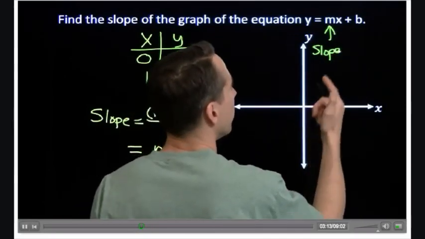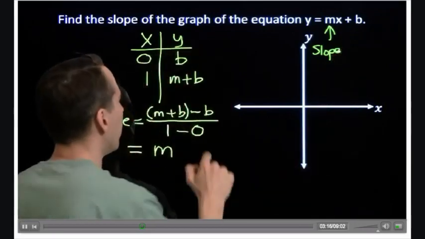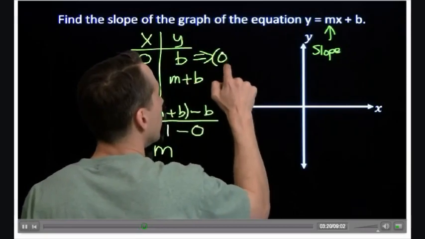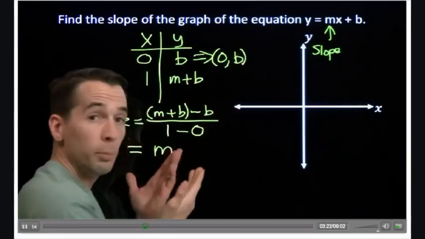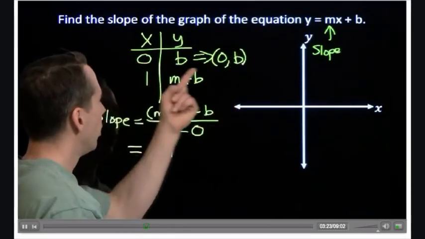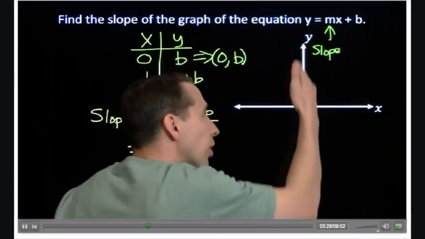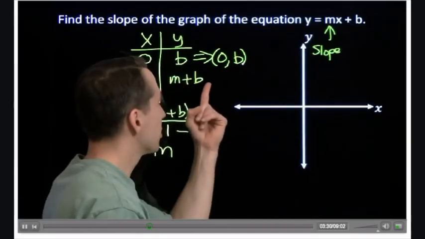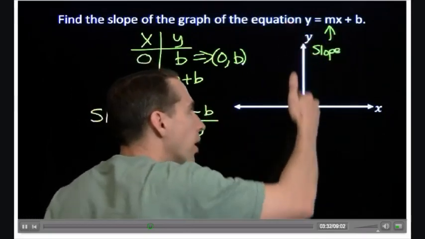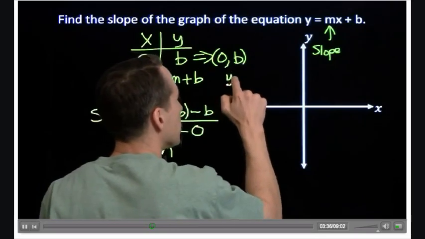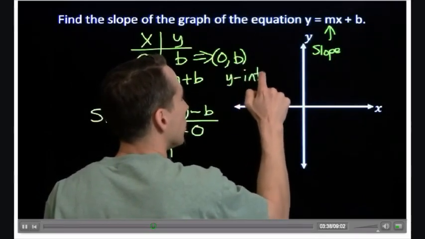Now, of course, you might wonder, what's up with that b? What's so special about it? Well, take a look at this point here. We saw that the point 0, b is always on the graph. Well, if the x-coordinate is 0, then the point's going to be right here. It's going to be somewhere on the y-axis. B tells us where the line hits the y-axis. This has a special name. This is called the y-intercept.